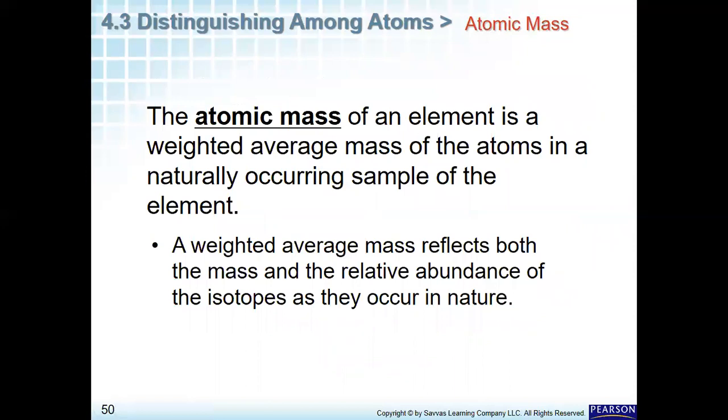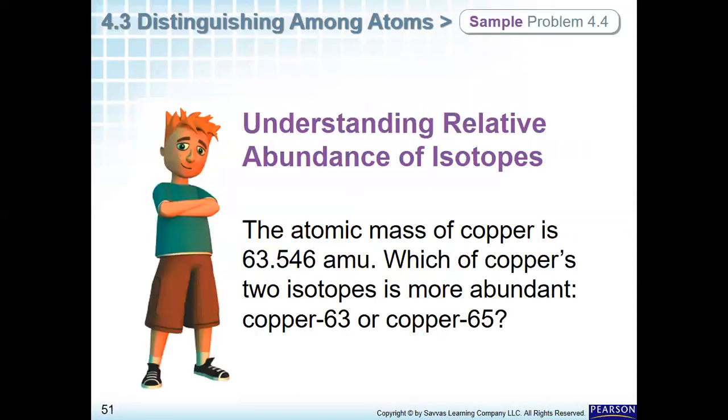So the atomic mass of an element is the weighted average mass of atoms in a naturally occurring sample of this element. And the weighted average mass reflects both the mass and the relative abundance in nature of the isotopes.